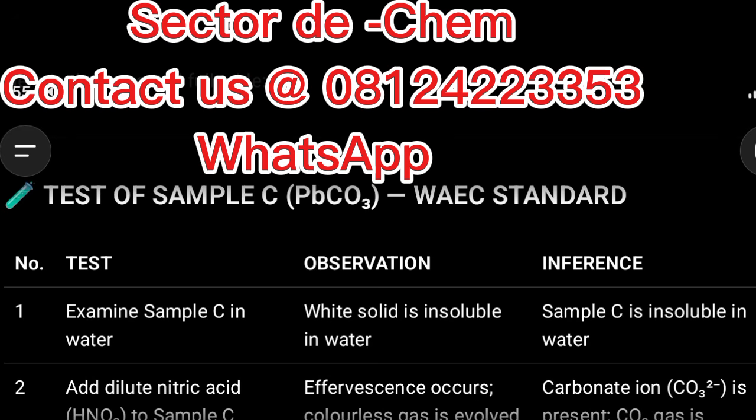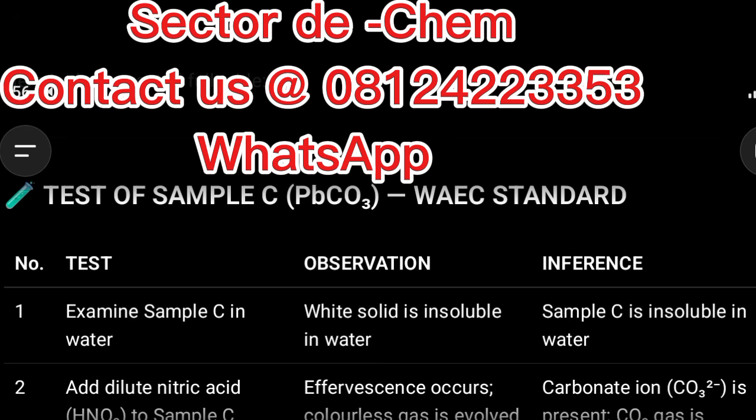Now, without waste of time, let's see how we write our test, our observation and our inference. The question will be given to you, and this is exactly how you will report in your answer booklet once the question is given to you. I highlighted about 11 tests that they will be asking on lead carbonate. So whichever one WAEC asks from these 11 given in this video, you just go direct and write, since you have studied this video very well.